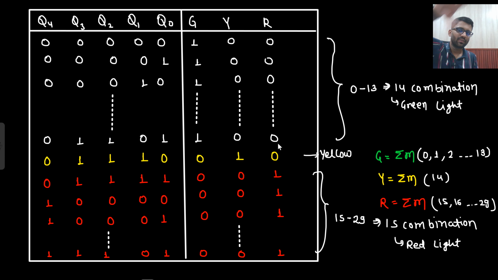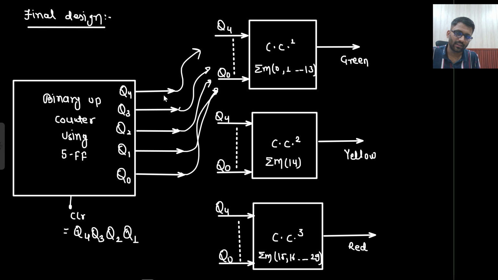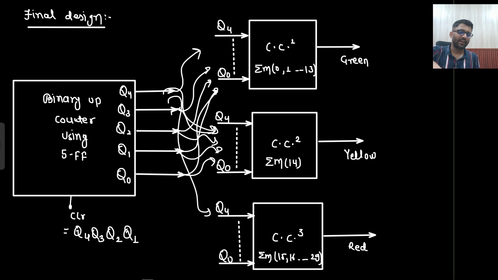These outputs I will have: 0 0 0 0 0, 0 0 0 0 1, 0 0 0 1 0. These outputs will be fed to a combination circuit which will generate these outputs. So basically this will be the final design. This is my binary up counter using 5 flip-flops. This is the clear input. These outputs will be generated. Now these will be fed here, in this manner, here and here, and all will be fed in that manner.